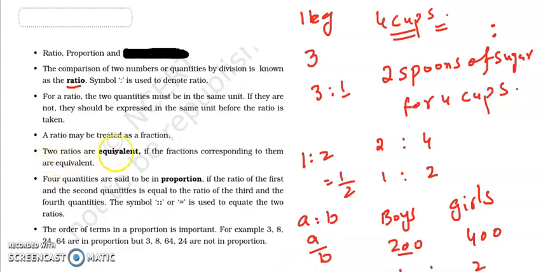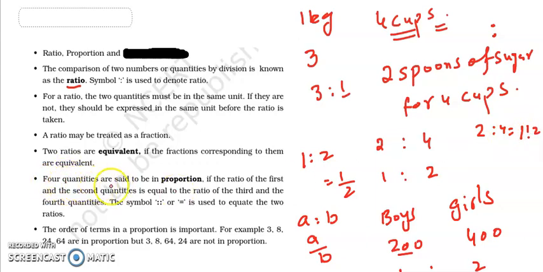If we are taking two ratios which are equivalent, then the fractions corresponding to them will also be equivalent. For example, 2 ratio 4 and 1 ratio 2 are equivalent to each other. So we can say that 2 ratio 4 is equal to 1 ratio 2.